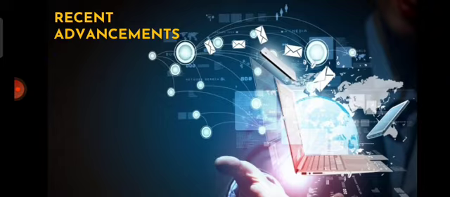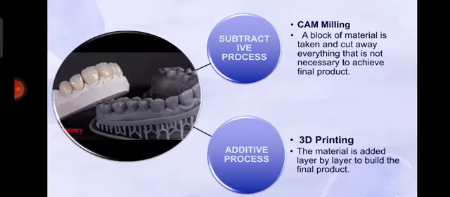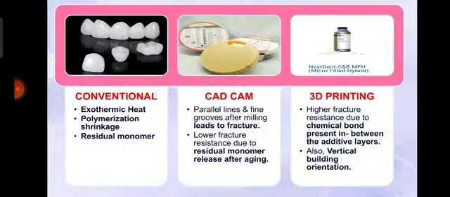Some recent advancements, like CAD-CAM milling. It is a subtractive procedure, where a block of material is taken and everything that is not necessary is cut away to achieve the final product. Number 2, additive procedure. It is a 3D printing procedure. The material is added layer by layer to build the final product.